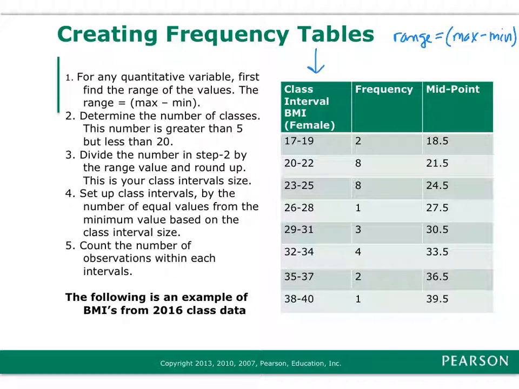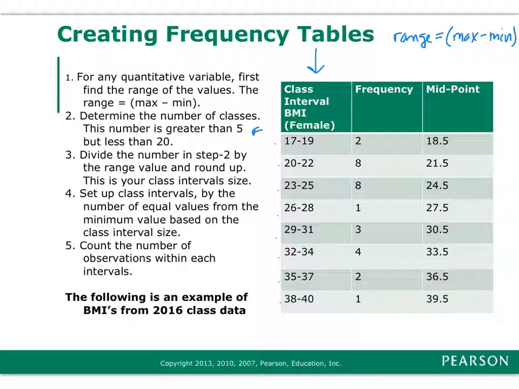The second step is we determine the number of classes. This number has got to be greater than 5 but less than 20. And this is the number that usually we play around with to get the right number of classes so we can see the proper distribution. In this case, we have 1, 2, 3, 4, 5, 6, 7, 8 classes that we're going to have. But again, it depends upon your data set.